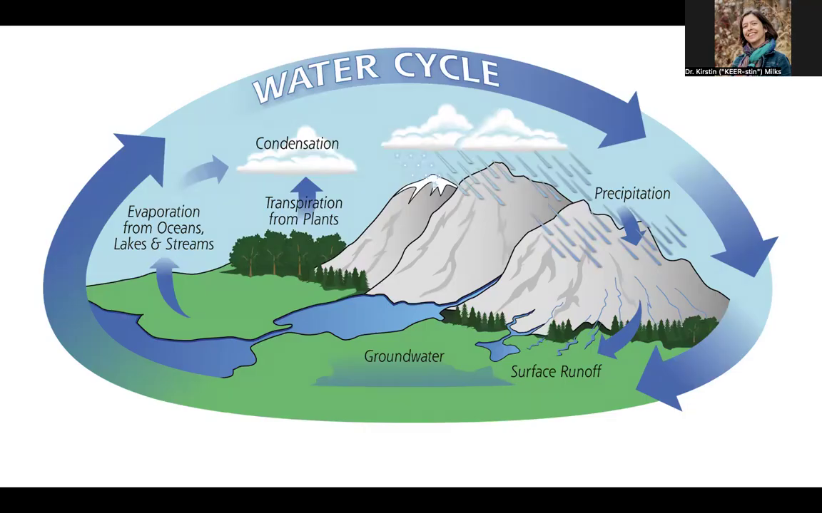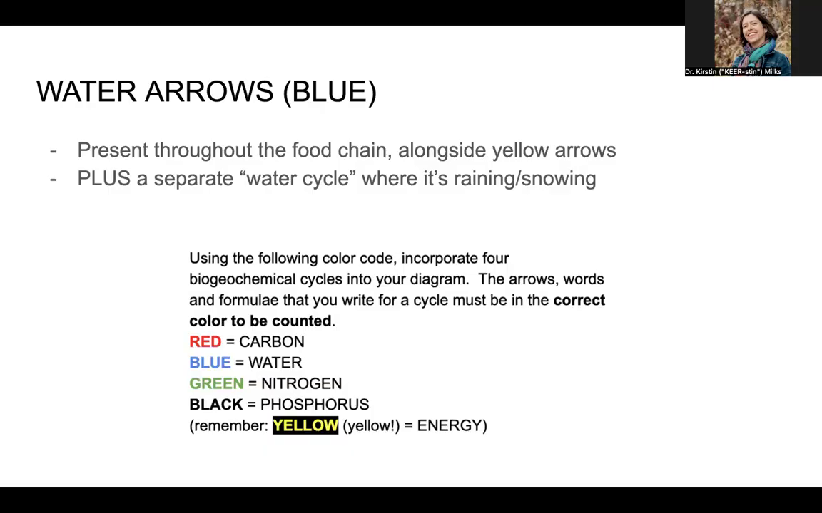So this is a traditional picture of the water cycle, but what you're not seeing is that plants contain water. So you need the water arrows to be present throughout the food chain alongside the yellow arrows. And the same is true for carbon. The same is true for nitrogen. The same is true for phosphorus. You get all of these things through eating. Do you drink water separately? Yes. Many organisms do not.